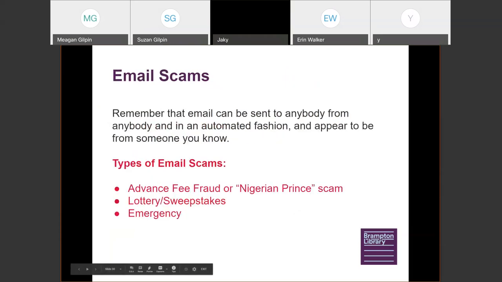So speaking of scams, there are other risks related to email that you may have come across. Remember that email can be sent to anyone from anywhere in an automated fashion, but it can appear to be from someone you know. So there are a few types of common email scams we'll just touch on briefly. Some of the most common ones you may come across.